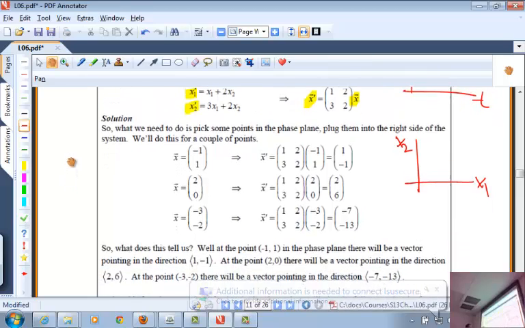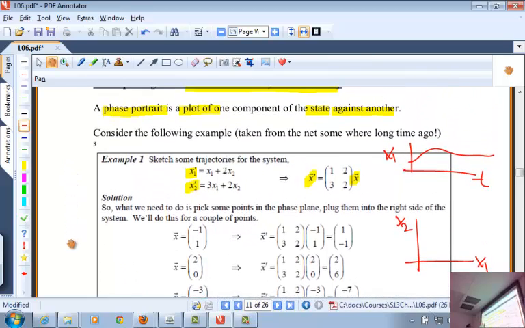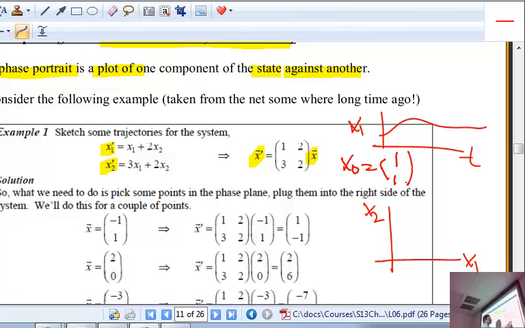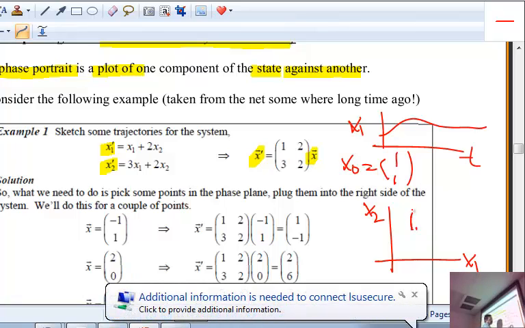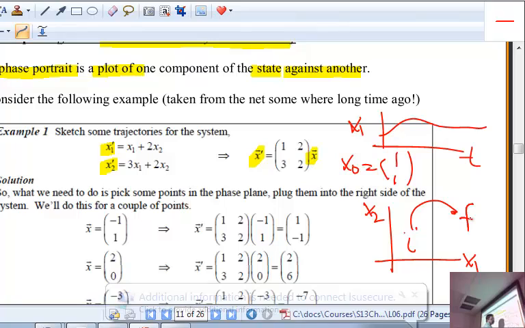I guess he has not given that to you. But suppose the initial condition is given as x naught is equal to 1, 1. Then my initial point will be somewhere there. And then as I integrate in time, I will get a curve like that. And that may be the final point. So this may be the initial point, that may be the final point. And that curve is called the state space trajectory.